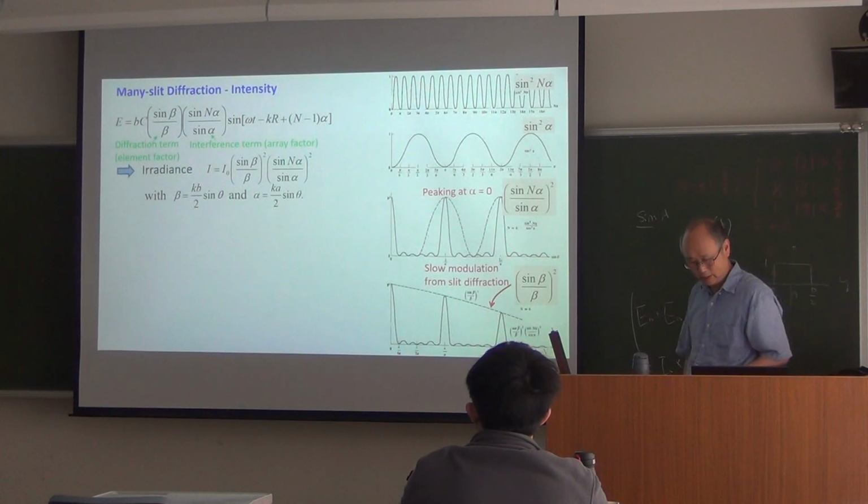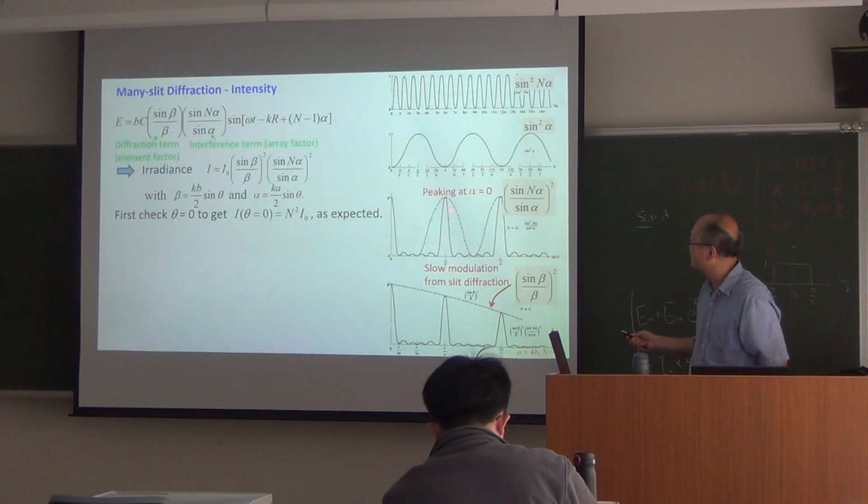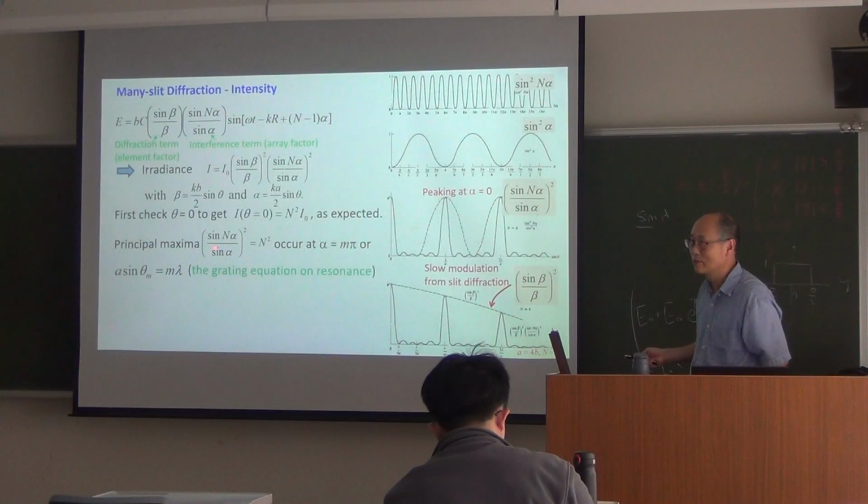So very easy to understand, right? And right at this 0 divided by 0, you get n squared enhancement right here. That is right at the center. And that is because the principal maxima occurs when this guy is equal to 0. When you divide something with 0, you get n squared.